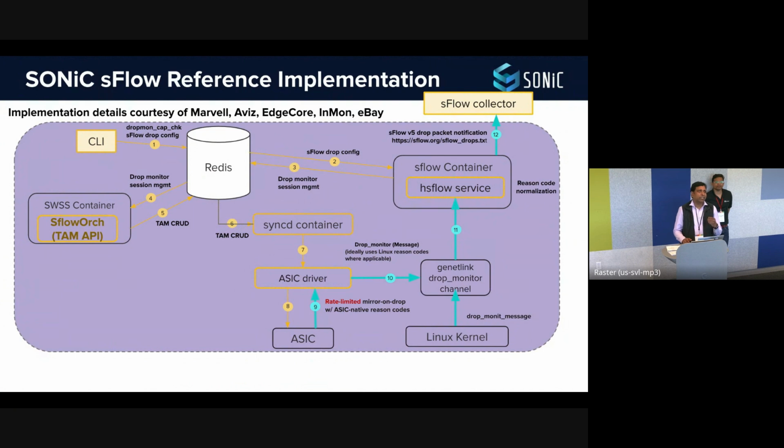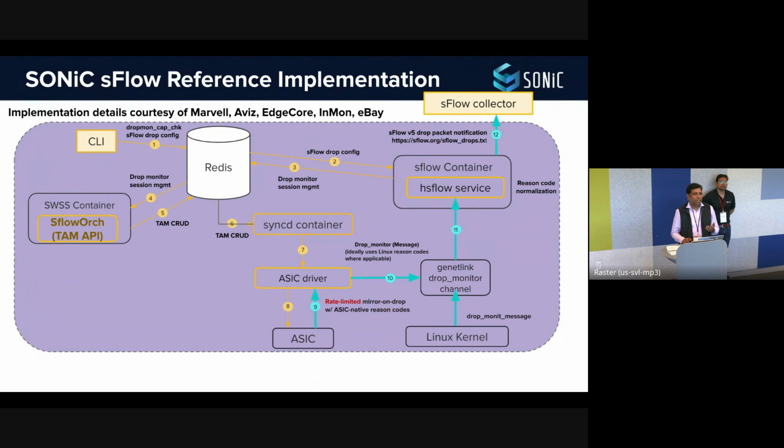As a network operator, we can use CLI to configure sFlow drop notifications. We also provide a SAI capability to check whether the ASIC has the drop monitor capabilities. And as soon as the user configures it, the configuration is stored in Redis for persistence, and it simultaneously invokes the host sFlow service to set up all the sFlow drop configuration, drop monitoring sessions, and the configuration for the notification limit, and everything will be set up.